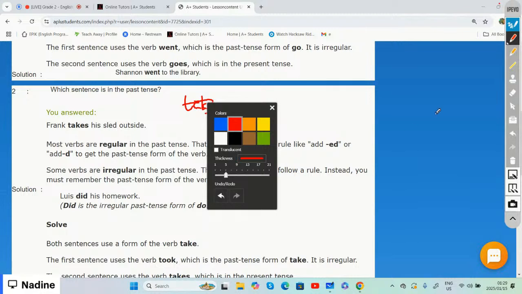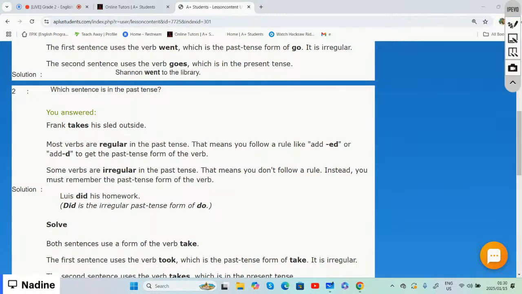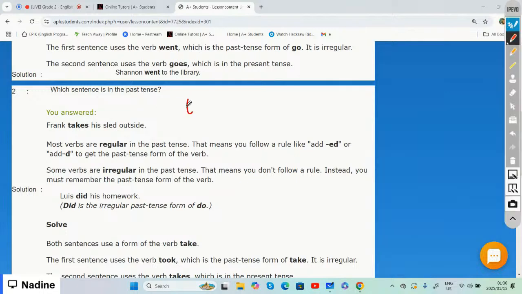All right. And we said that takes is basically our verb. It tells us what the person is doing. It tells us what Frank is doing. So takes. Now we need to find the irregular past tense of takes.